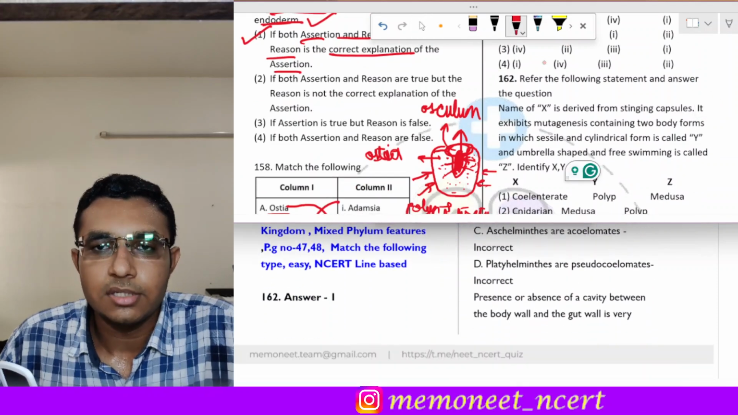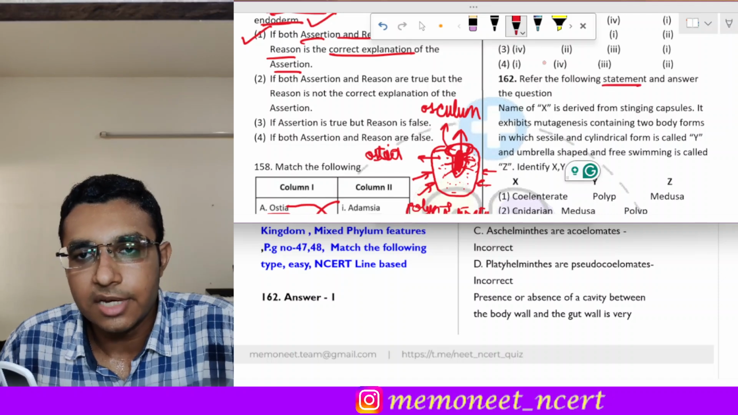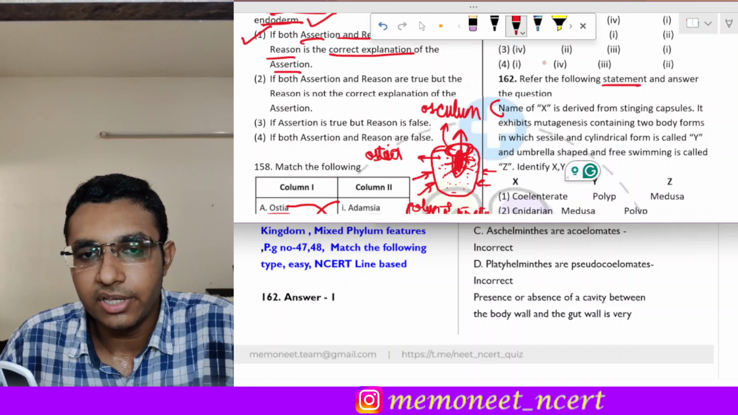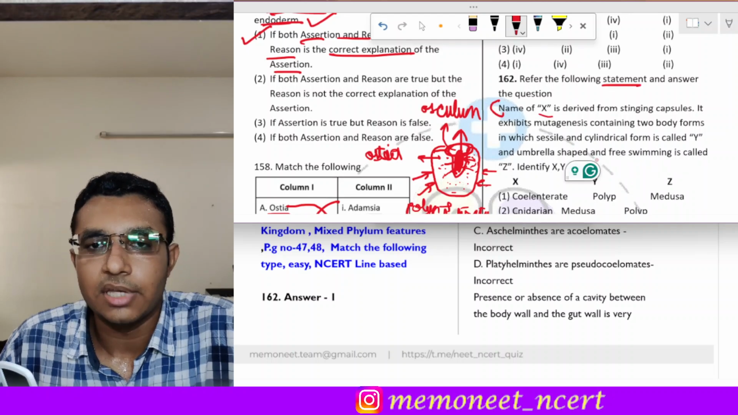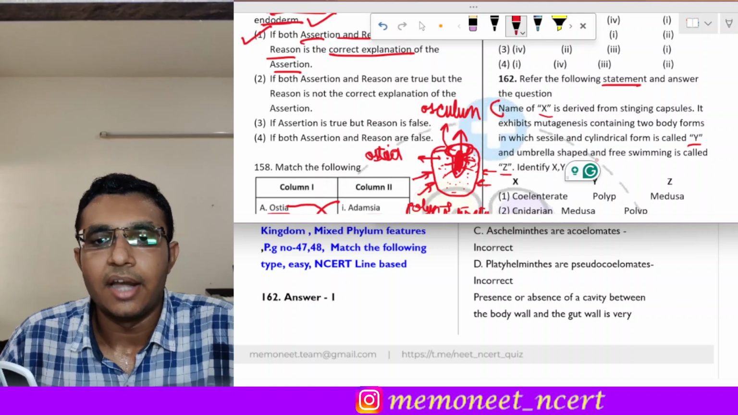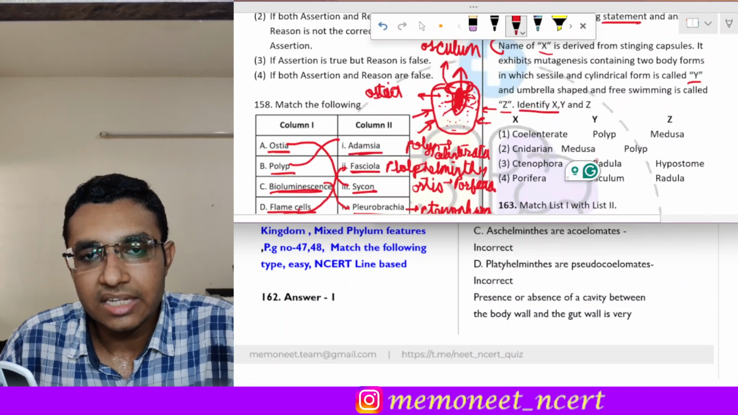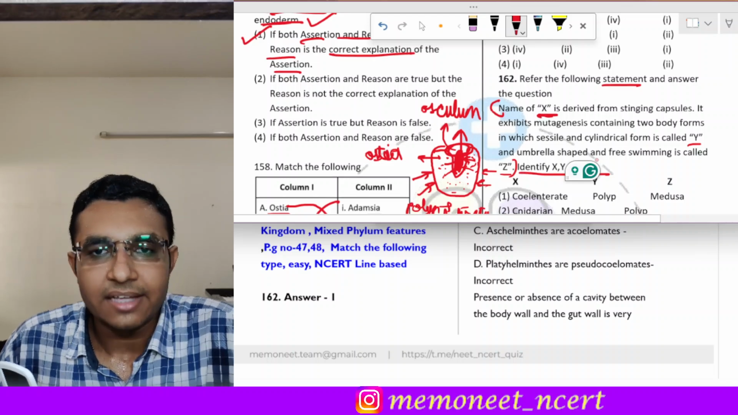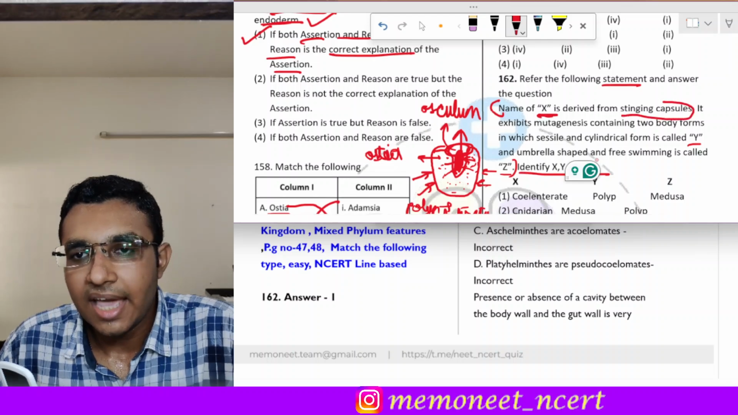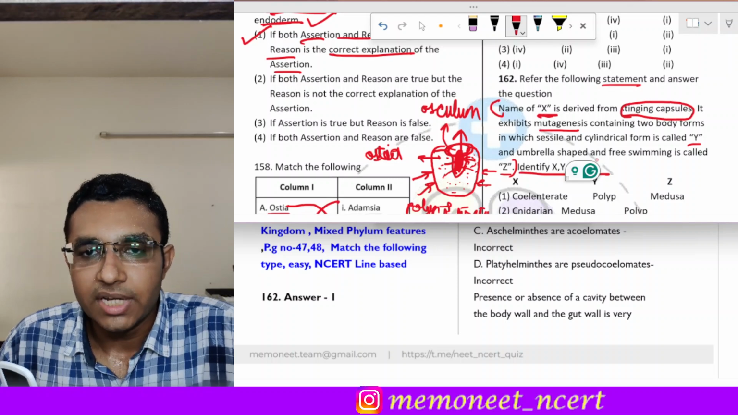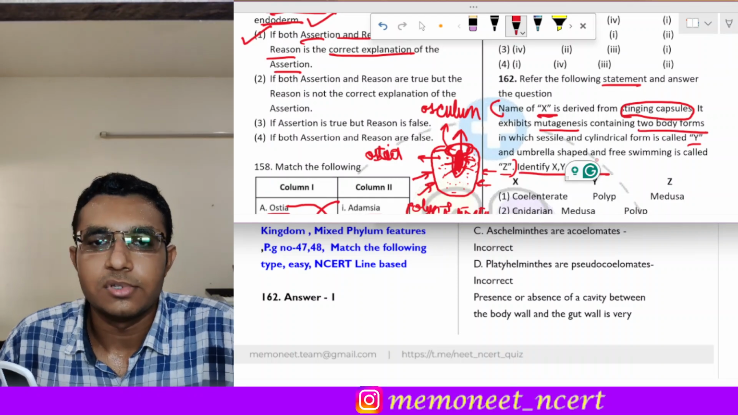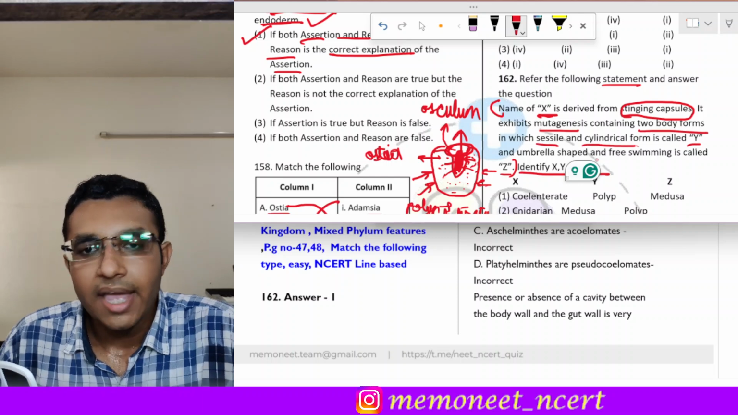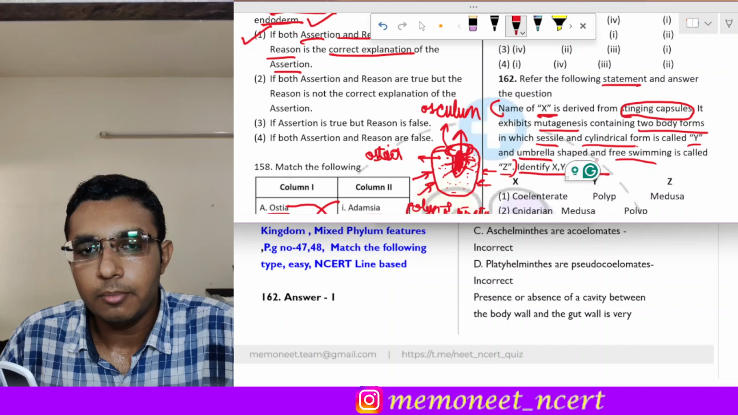The question 162 states that refer the following statement and answer the question. So in the question there is a statement given and there are some blank spaces. Okay, X, Y and Z, and we have to identify what is X, Y and Z. Okay, so let us read the statement now. The name of X is derived from stinging capsules. It exhibits metagenesis containing two body forms, in which sessile and cylindrical form is called as Y and umbrella shaped and free swimming form is called Z.